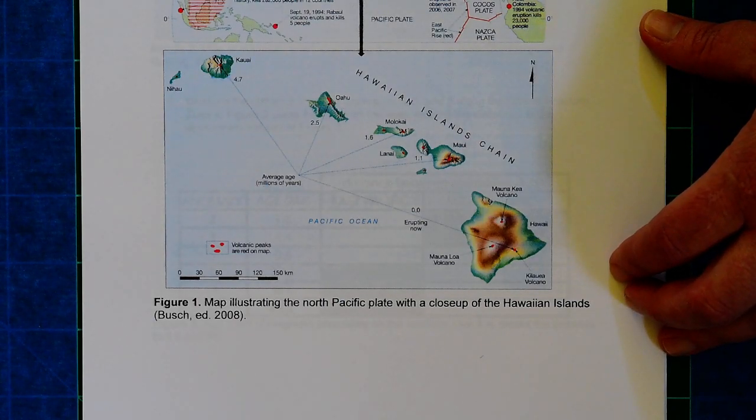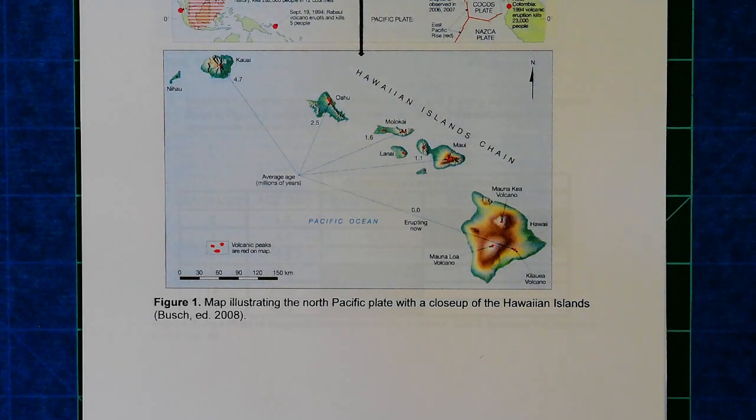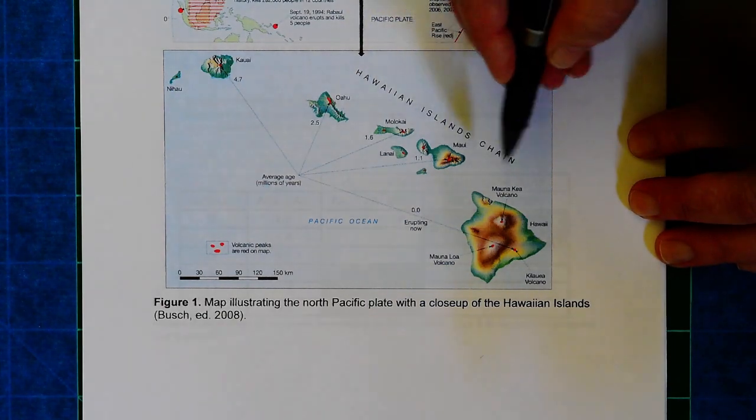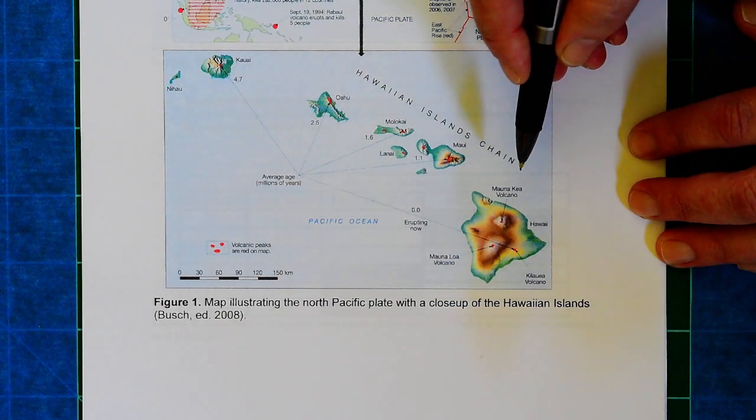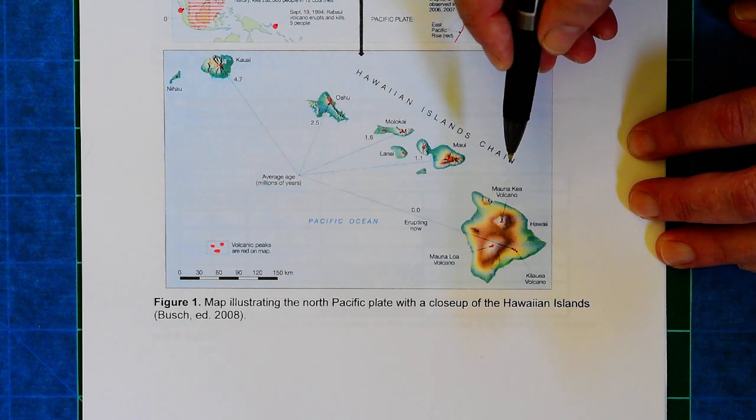Now, question number 1 states, what was the rate of motion in centimeters per year in the Hawaii region from 4.7 MA to 1.6 MA? So let's just start with that part of the question. Well, if we look at, let's see, what do we have?